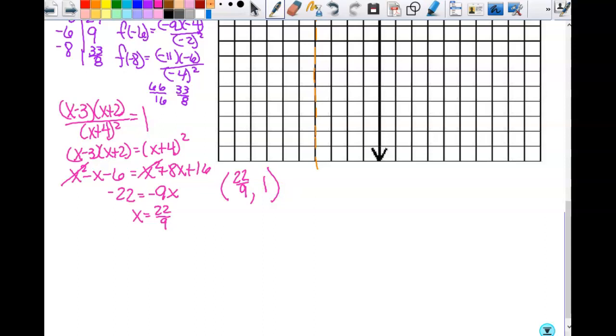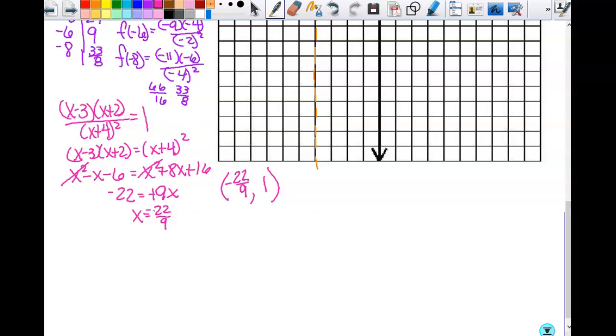Oh, shoot. I add x, that should be a positive 9x. Thank you. There we go. I even said add x, and then I magically made it negative. Okay, but my x value I get is negative 22 over 9. You okay with that? My y value is 1. I only got one x value for that y value of 1.